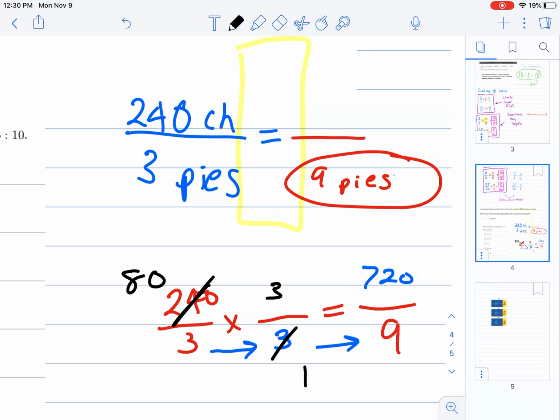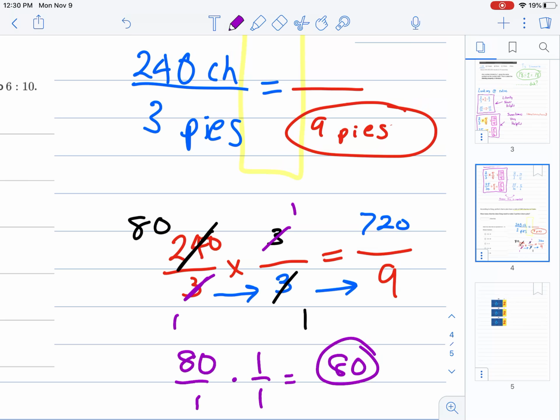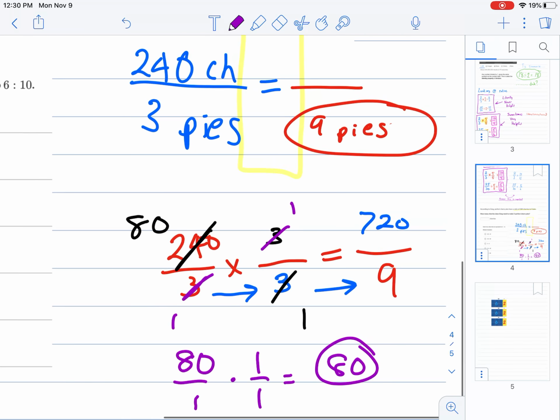Better put a 3 in there so I don't forget that should be a 3, right? I'll reduce this. Now I have 80 over 1 times. Oh, that's a little bit easier. It's my answer. 80 what, though? I don't know.